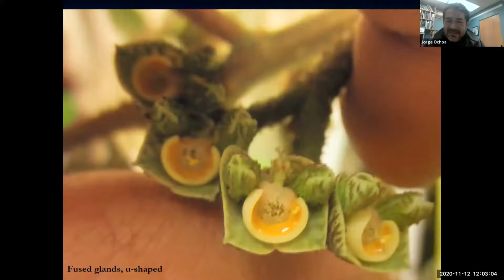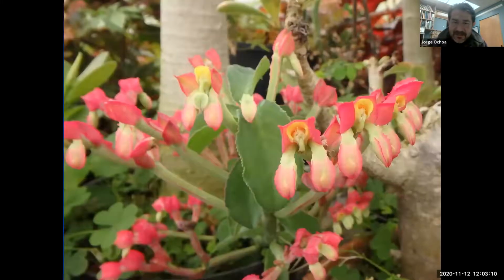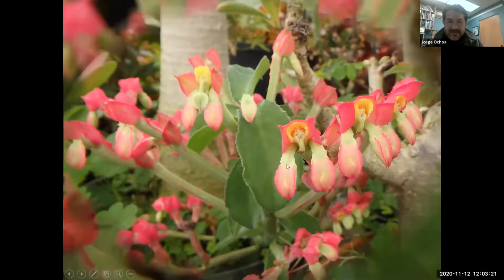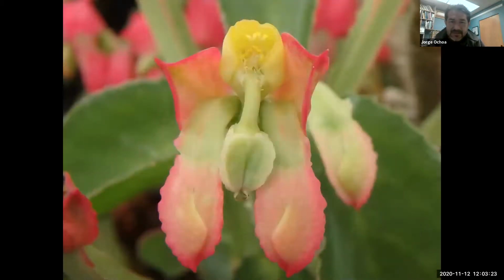Or we have the glands that are fused in a U shape. So here's a different euphorbia. And here's another one. This one we have in the greenhouse. And so you have here the fusion of the glands, kind of in a U shape, and there's more clusters coming out of there. And here's the close-up of those.